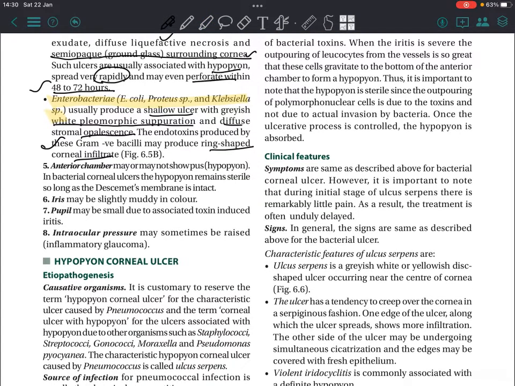The anterior chamber may or may not show pus, hypopyon. In bacterial corneal ulcers, the hypopyon remains sterile so long as Descemet's membrane is intact. The iris may be slightly muddy in color. The pupil may be small due to associated toxin-induced iritis. Intraocular pressure may sometimes be raised.